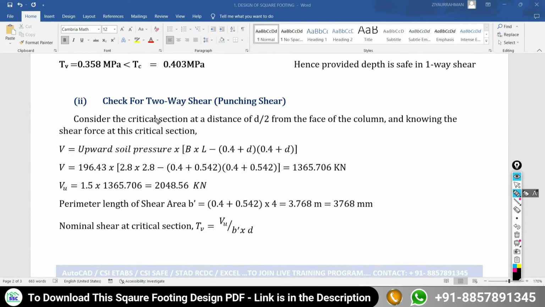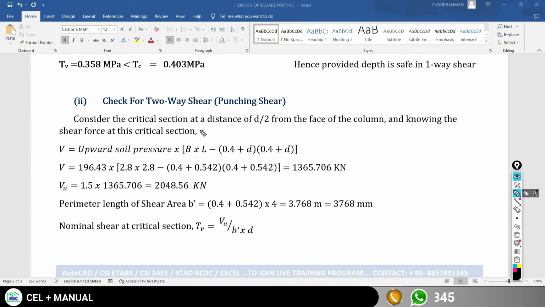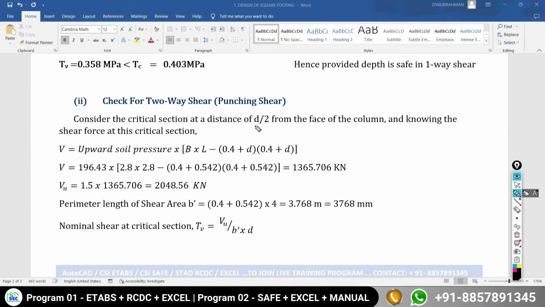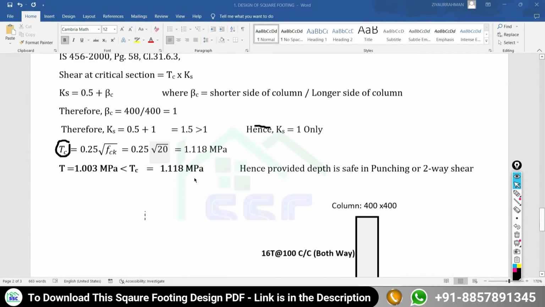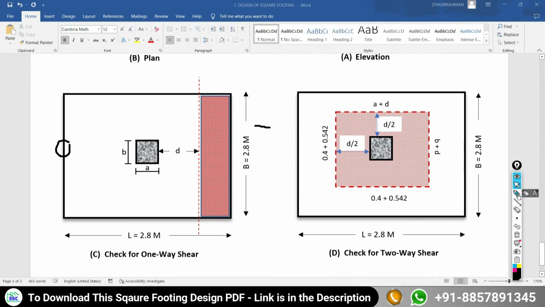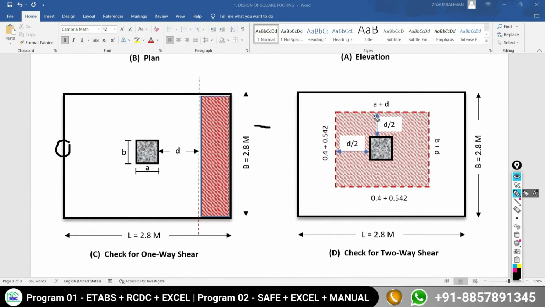Now we have to perform the punching shear check, or sometimes we call it the two-way shear check. In this case we have to consider the critical section at a distance of d by 2 from the face of the column, and then we have to find out the shear force at that critical section, which is at a distance of d by 2 from the face of the column. For better understanding, look at this figure. Here from the face of the column we have to consider the critical section at d by 2 along all the sides of the column.